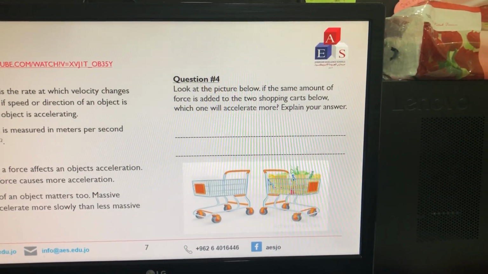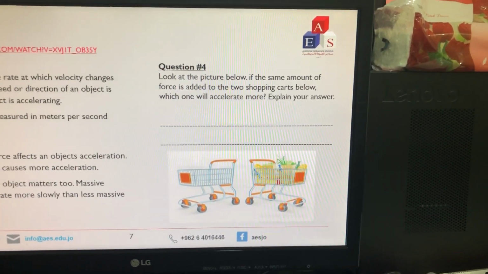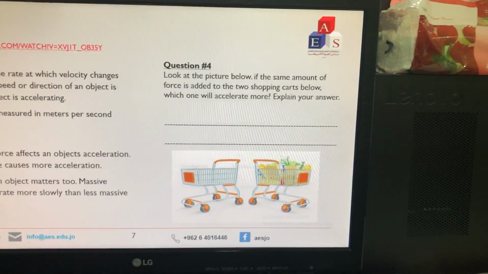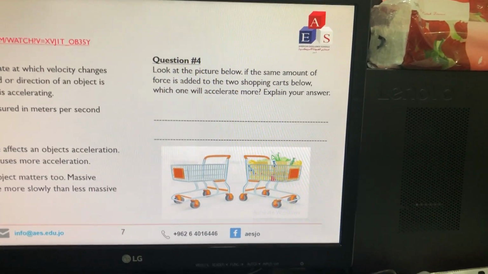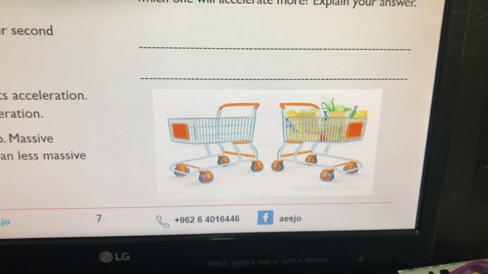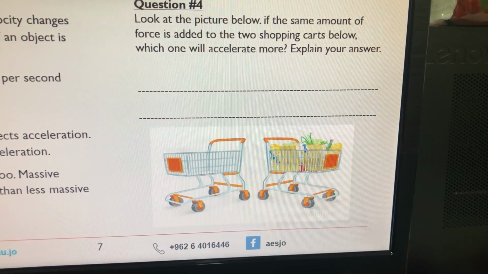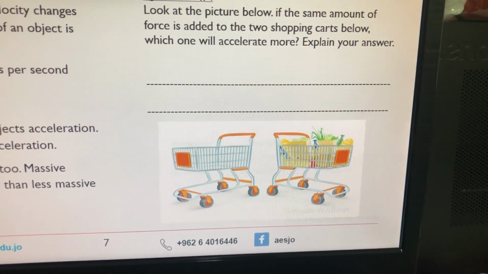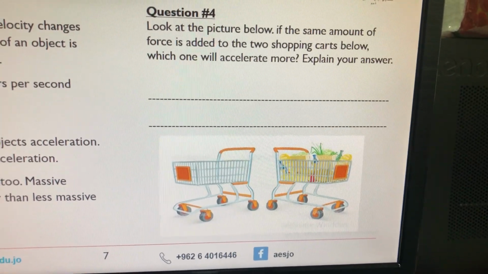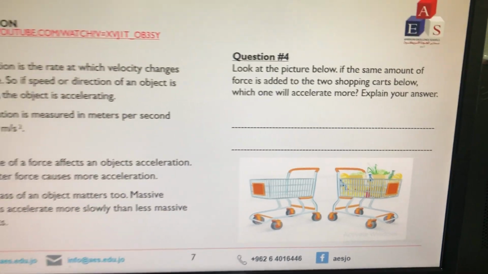Okay, and this is basically related to what I just said. Question number 4, it says, look at the picture below. If the same amount of force is added to the two shopping carts below, which one will accelerate more? Explain your answer. So look at these shopping carts. They are given the same amount of force, but one is empty, so it's going to have less mass, and one is full, so it's going to have more mass. Which one will accelerate more, grade 6, if we give them the same amount of force? Think about it.